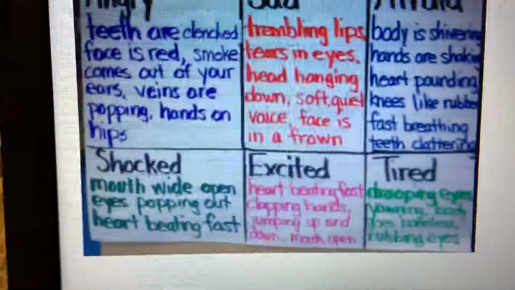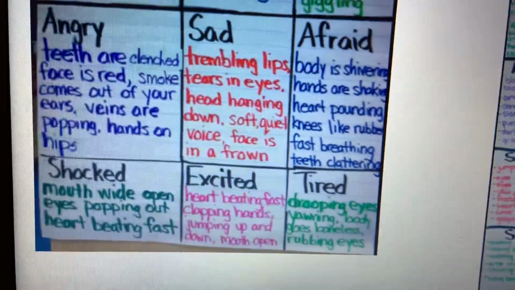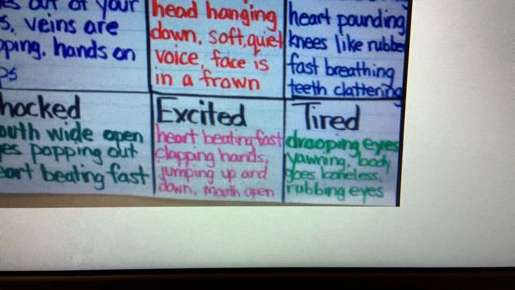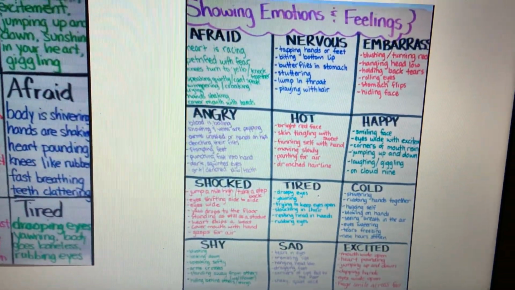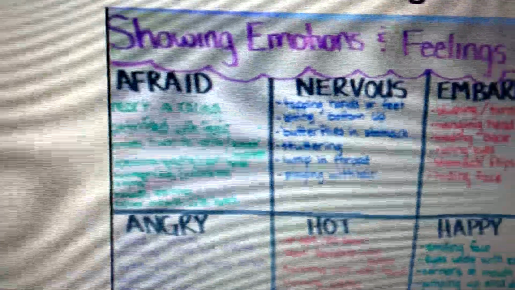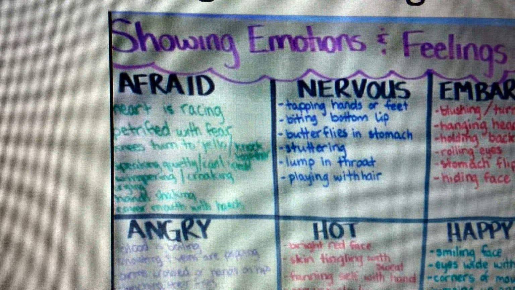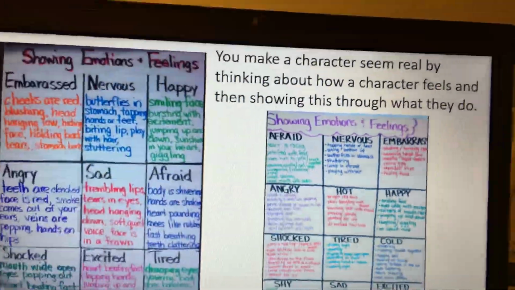If they're shocked, mouth wide open, eyes popping out, heart beating fast. If they're excited, their heart might be beating fast, they might be clapping their hands, jumping up and down, mouth open, etc. Then here we've got, if they're nervous and afraid, those are good ones to use. Butterflies in stomach, stuttering, lump in throat, playing with hair. You could say this about the characters.